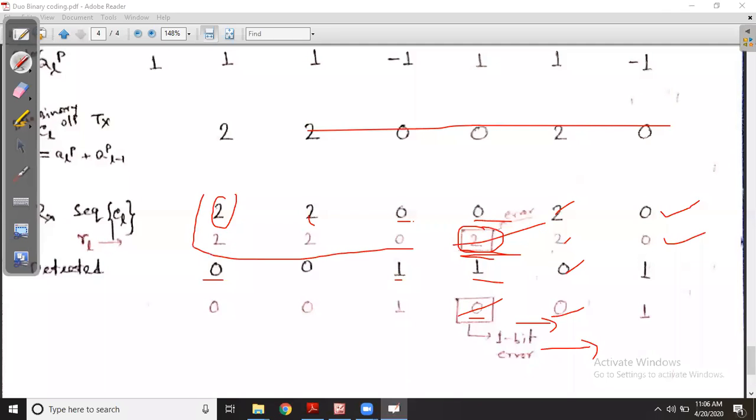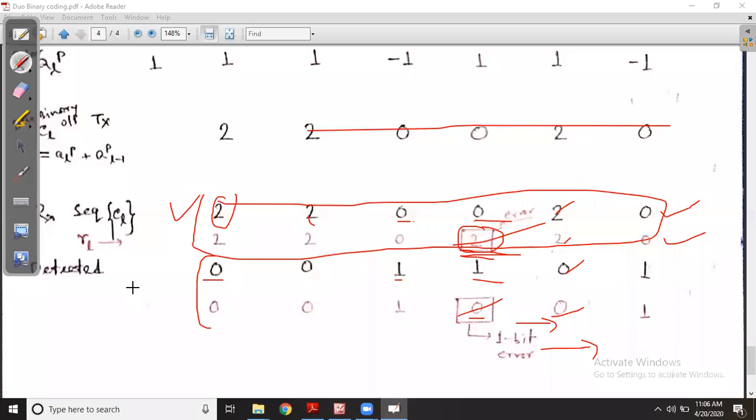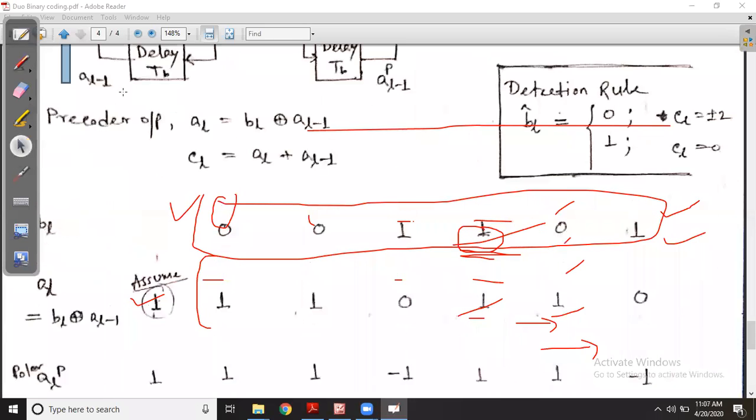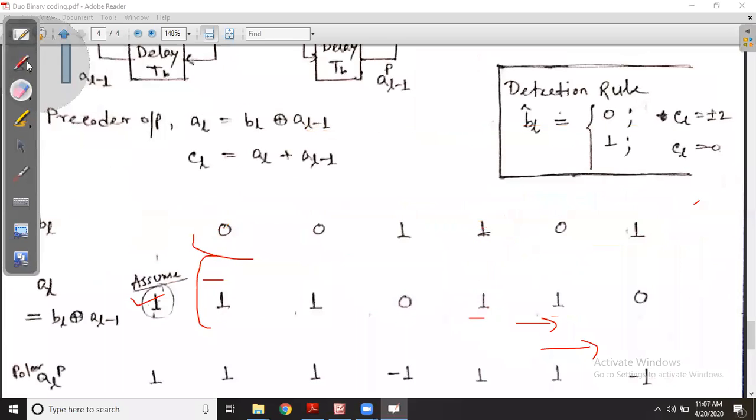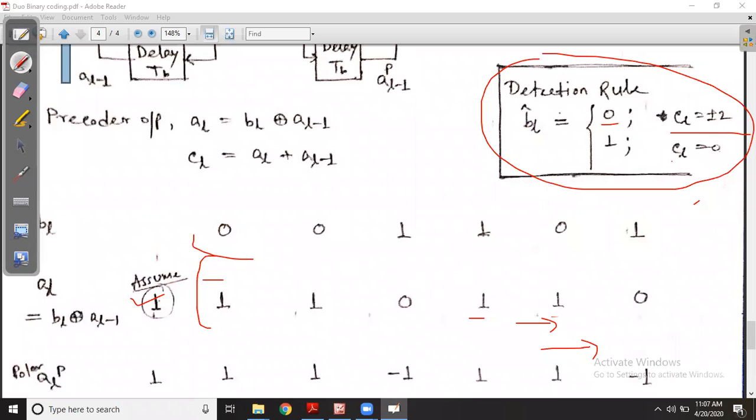So this is your voltage level, this is your some bits. This detection rule is nothing but, when CL or RL is 2 or 0, what will be your detected bit, 0 or 1? That is the detection rule that is here. If CL is plus or minus 2, then BL will be 0. If CL is 0, BL will be 1. In that way it is completed.